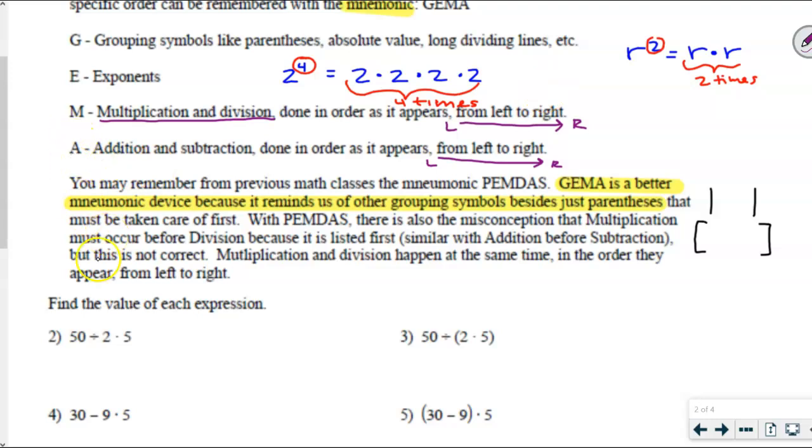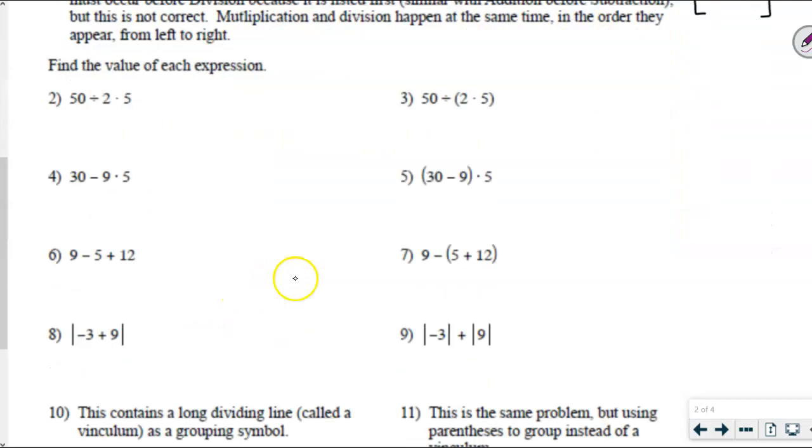And same thing with addition and subtraction. A stands for not just addition, but addition and subtraction. So that you know addition and subtraction happen at the same time, you just go from left to right. You don't have to do the addition before the subtraction, and students who grew up with PEMDAS sometimes make that mistake. So we're going to practice this today.